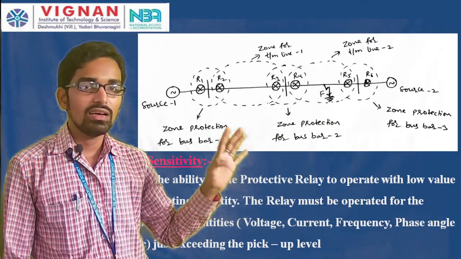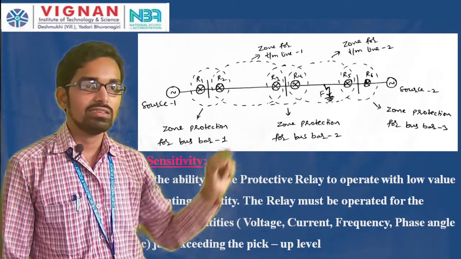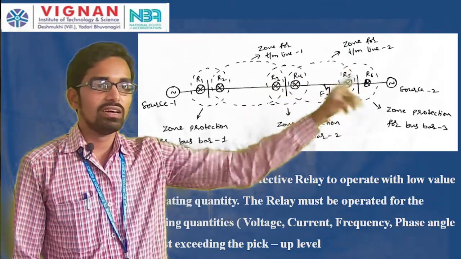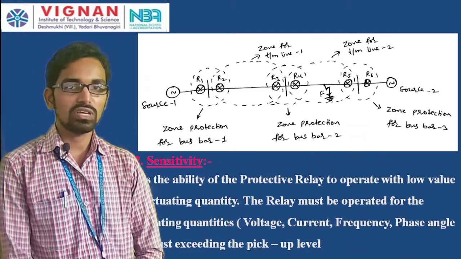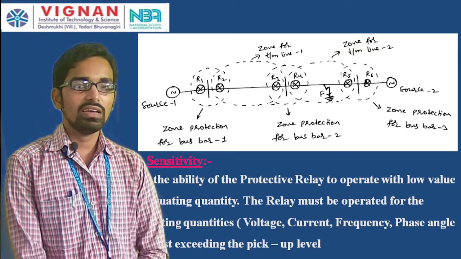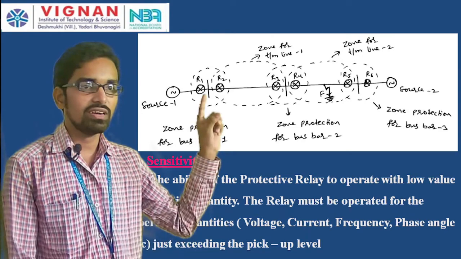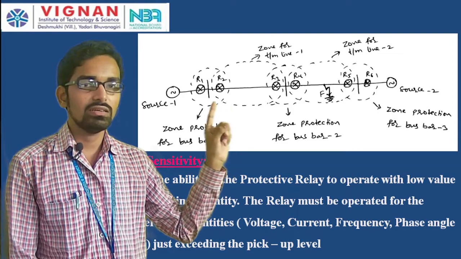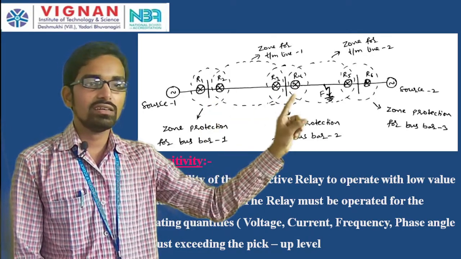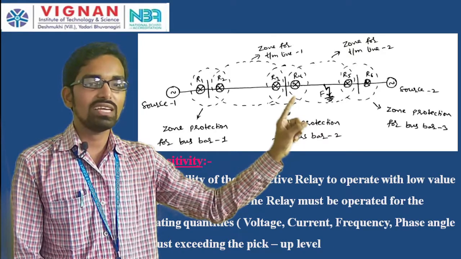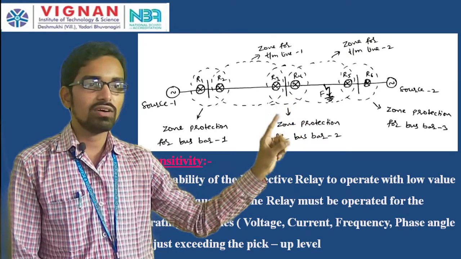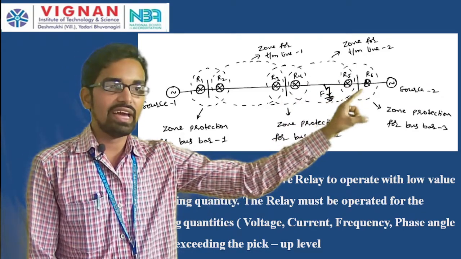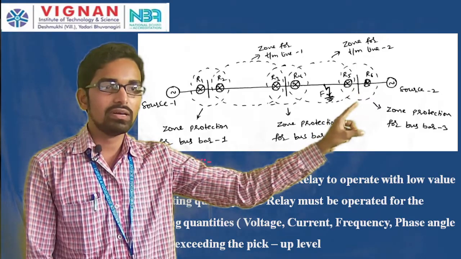There are a total of 6 relays here: R1, R2, R3, R4, R5 and R6. R1 and R2 will provide protection for bus bar zone 1, bus bar 1 in the first zone. R3 and R4 will provide protection for the zone of bus bar 2, and R4, R5 and R6 will provide the protection for bus bar 3.